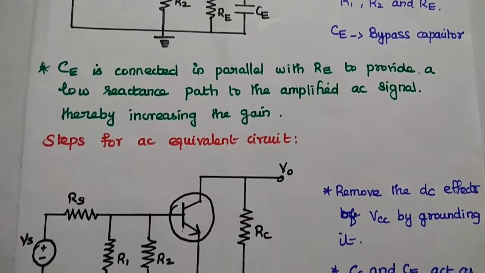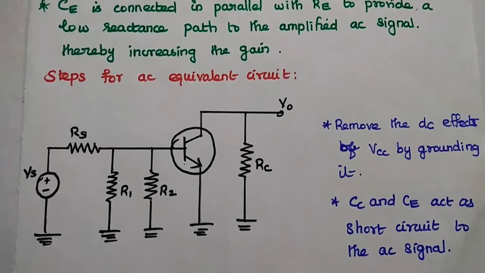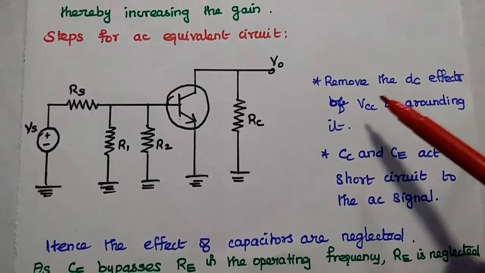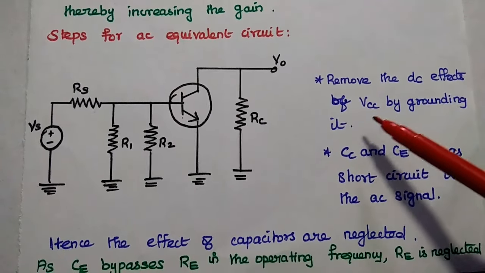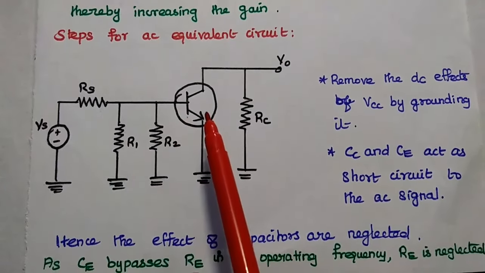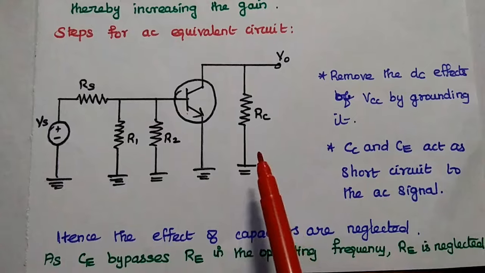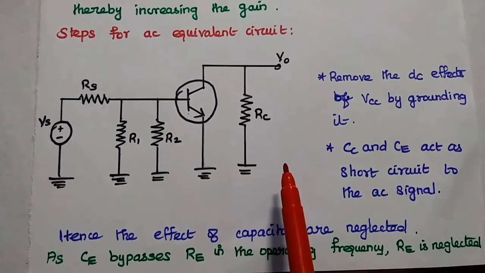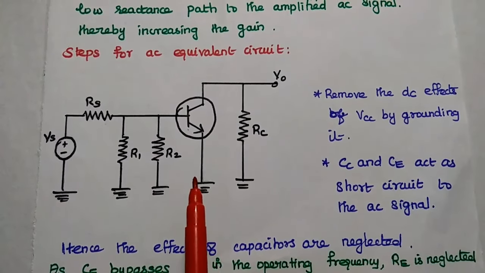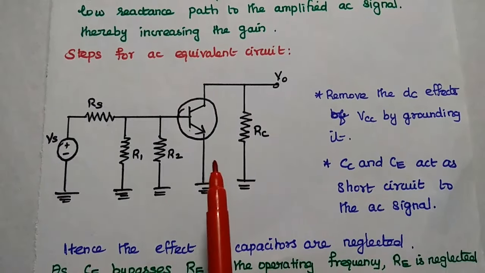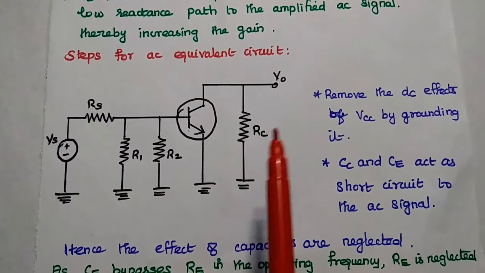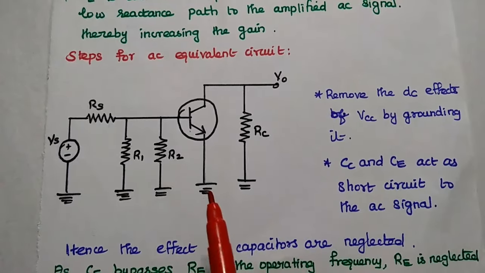So next we are going to draw the AC equivalent circuit for this CE amplifier. So here we need to follow certain steps. The first one is we have to remove the DC effects of the supply voltage VCC by grounding it. So there is no VCC supply voltage, we have to simply ground it. Next, the coupling capacitors and the bypass capacitors, all the capacitors are short circuited here. As the bypass capacitor bypasses the emitter resistance value, here we can simply remove this emitter resistance also. So these are the simple steps to be followed.